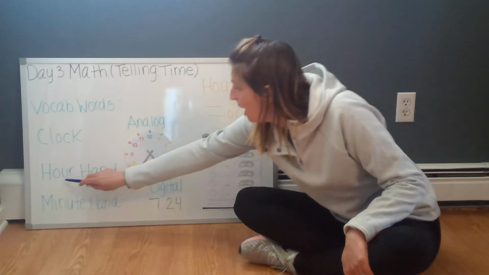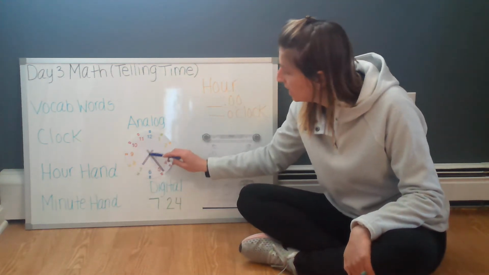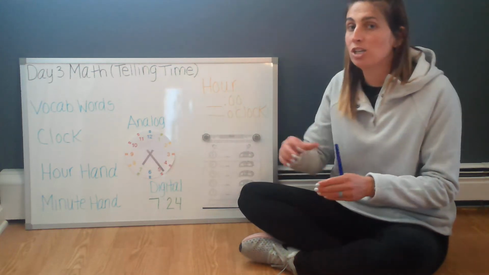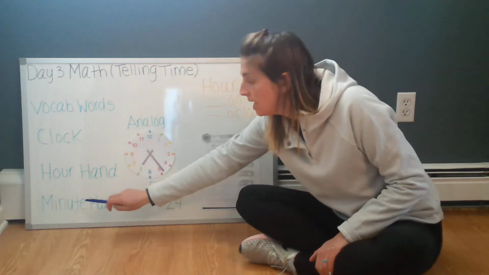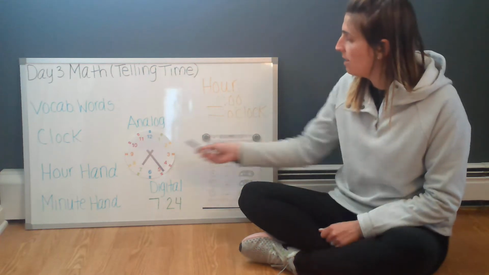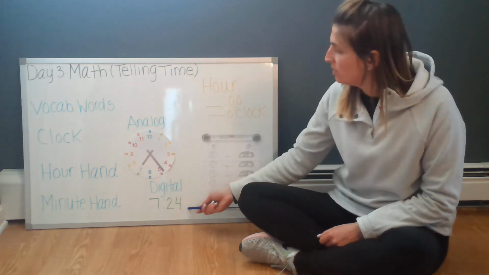Then we have hour hand. So remember, the hour hand is the short hand on the analog clock. So the hour hand is the short hand and it tells us the hour. Next up we have minute hand, and the minute hand is the long hand. Okay? And then the last one is digital. And this is an example of digital time.